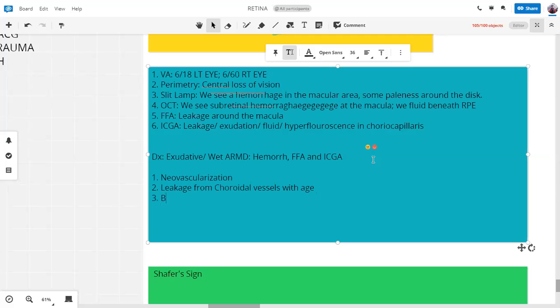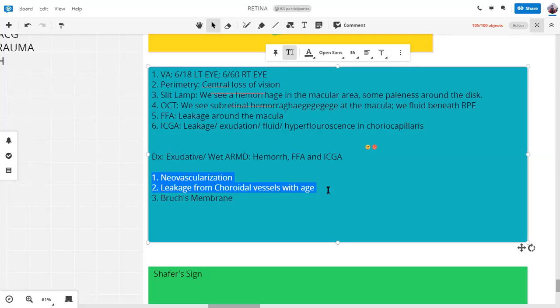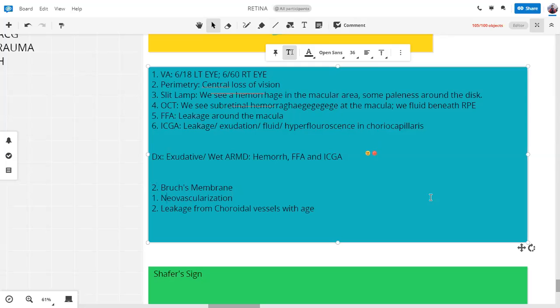This membrane is very important. Bruch's membrane. Why is this membrane important? Why is Bruch's membrane important? It degenerates with age. Visual degrade. That is the pathology in this case, right?